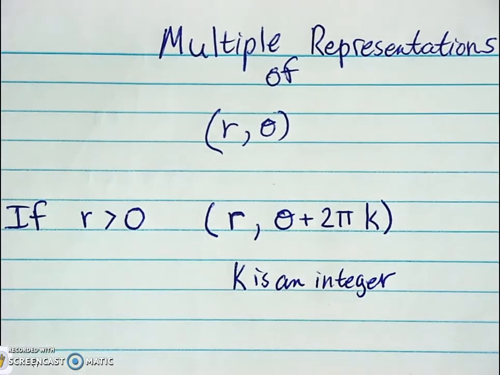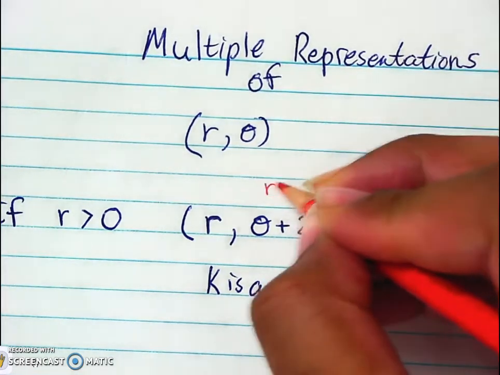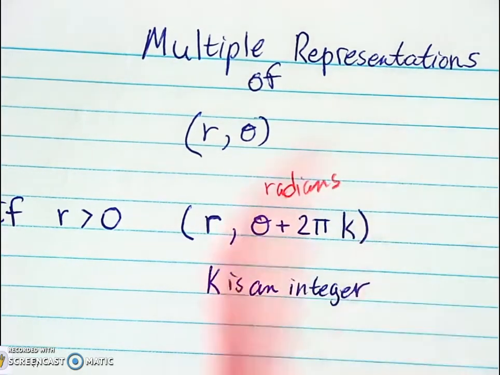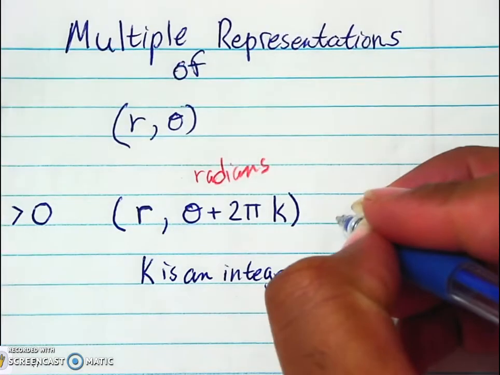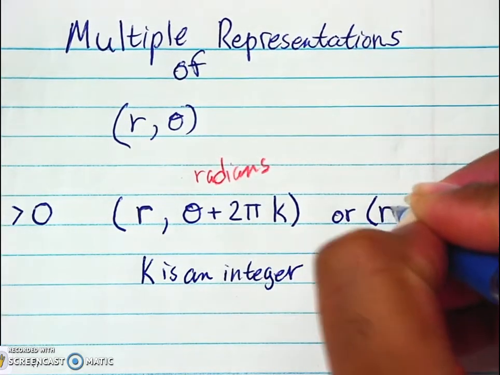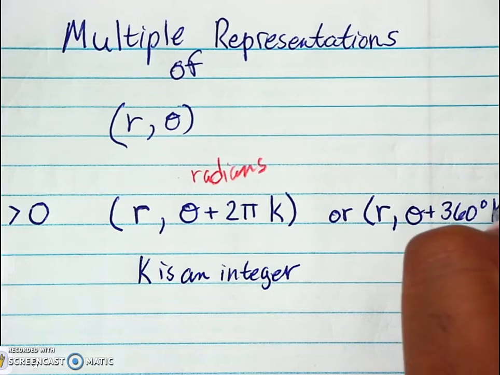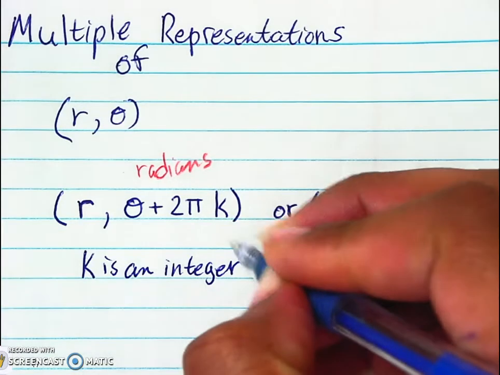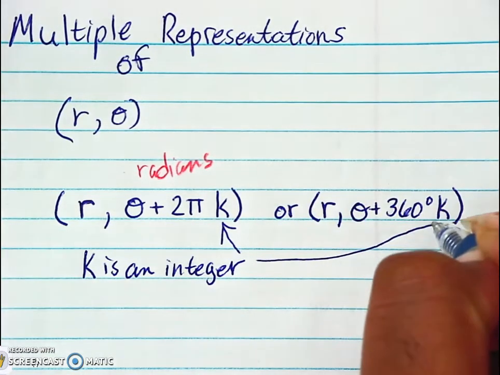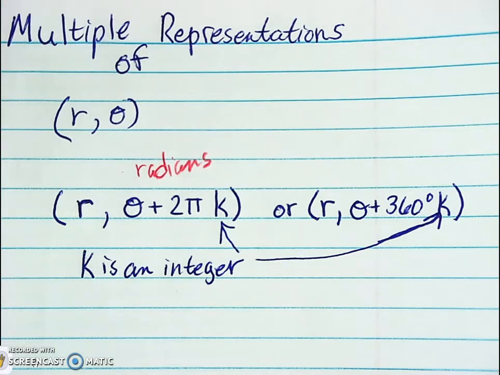The other way of doing it, because this is for radians, and you can see that because of the 2 pi right there. But you can also do it with degrees. Again, you keep R the same, and then it's theta plus 360 degrees times k. And again, k is an integer. That goes for both of them, that k and that k. That's one way of doing it.